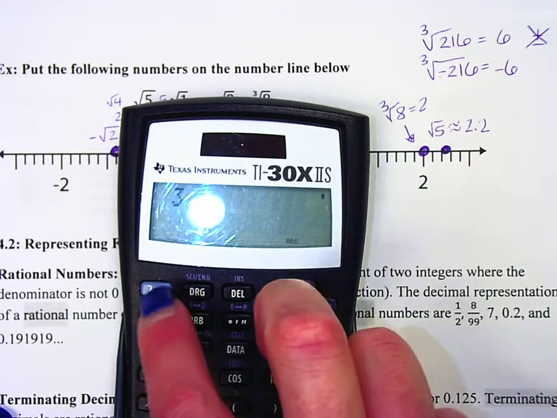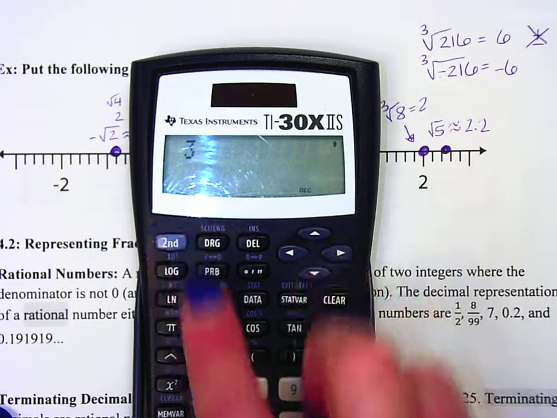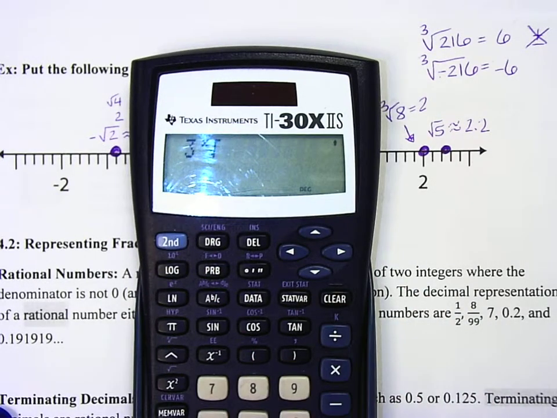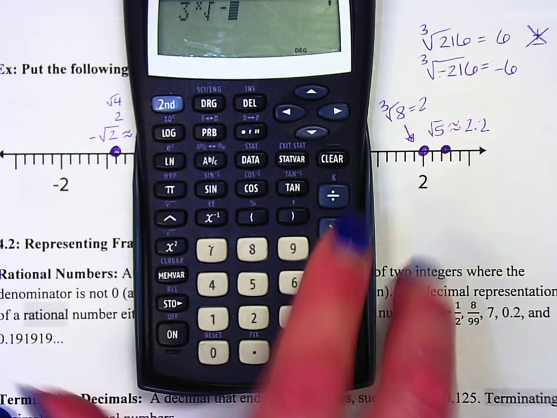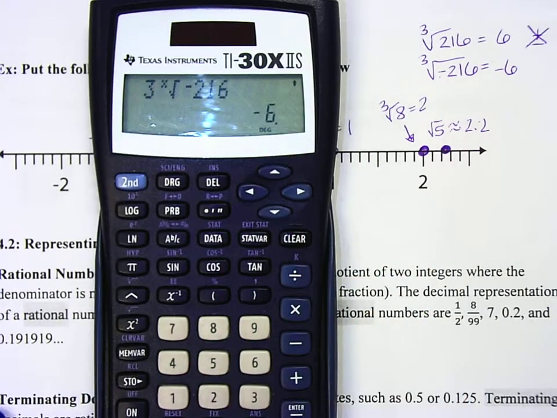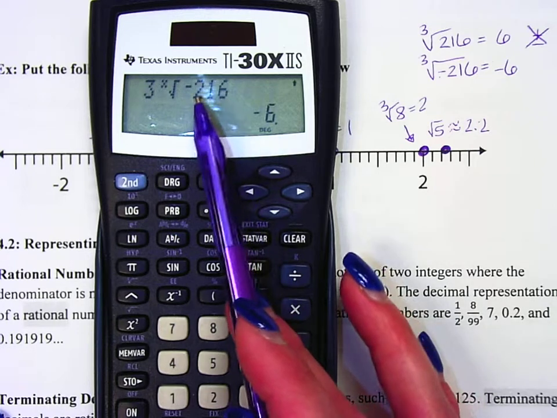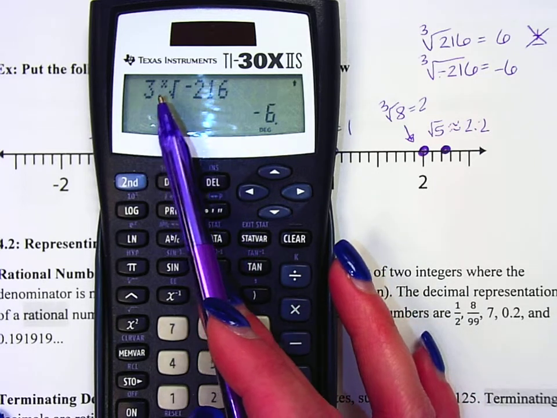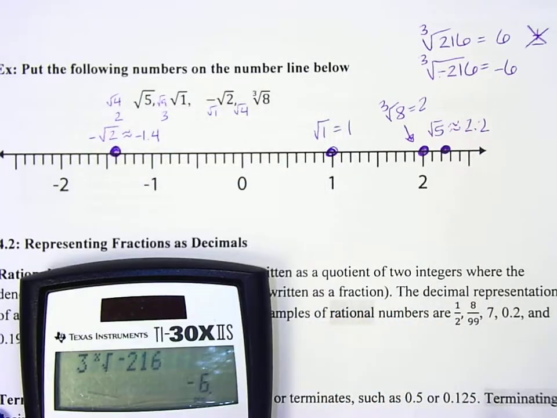Okay, so let's show it again. So 3 second, and then my squared. And then I can use my negative button down here of 216, and it'll tell me my answer is a negative 6. Okay, so a negative times a negative times a negative 3 times, because it's odd, that's the only thing that can make a negative inside my cube root.